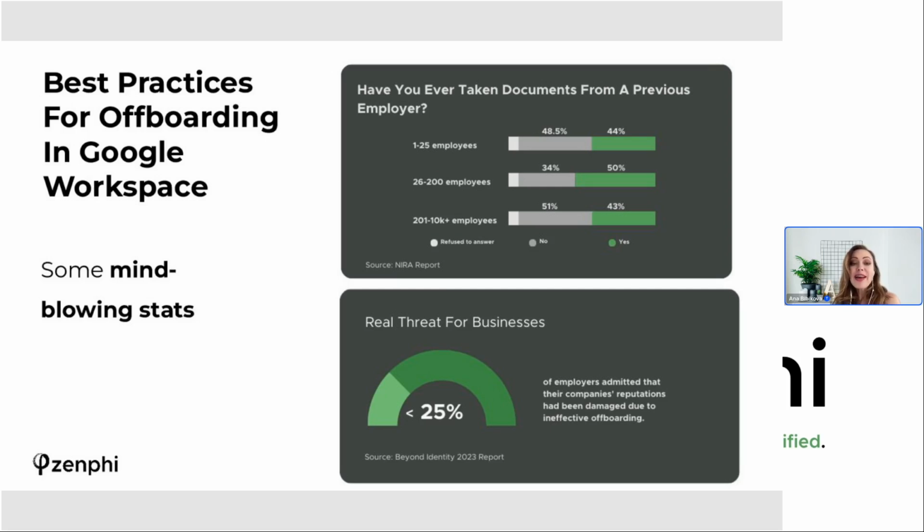Another revealing fact is that over 25% of employers admit that their company's reputation had been damaged due to an ineffective offboarding process. This data was collected by Beyond Identity Group in the report they released a little bit less than a year ago. These data, among other factors, let us at Zenphi start this session and host this webinar, trying to figure out what is the reason for companies consistently overlooking the threat that improper offboarding processes can actually pose.